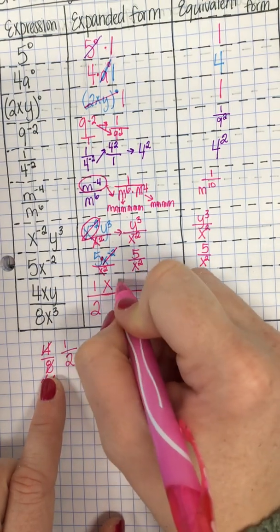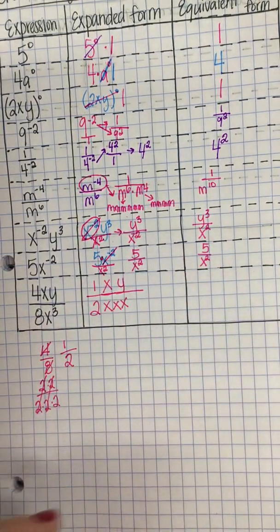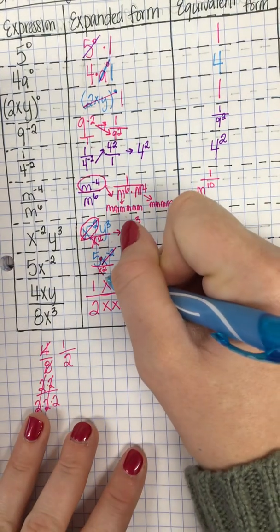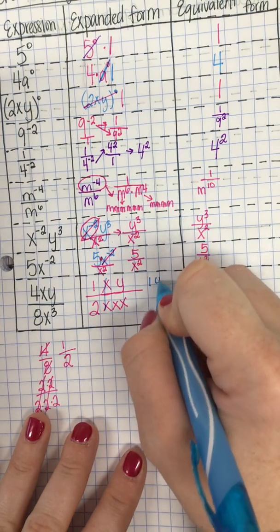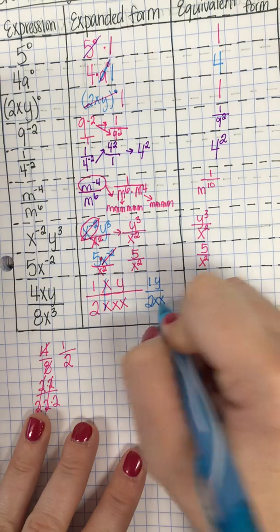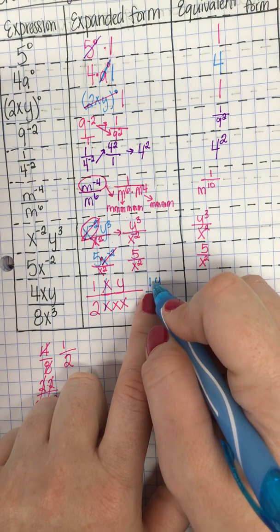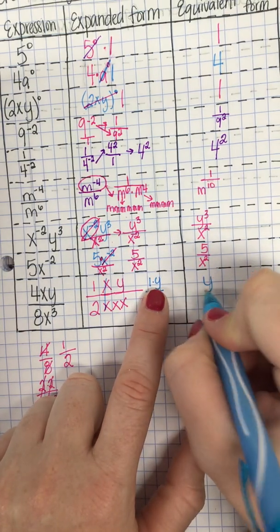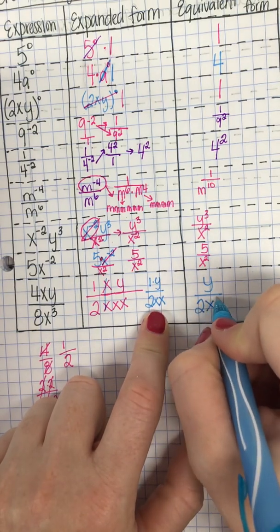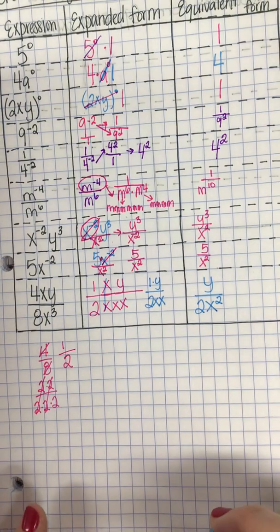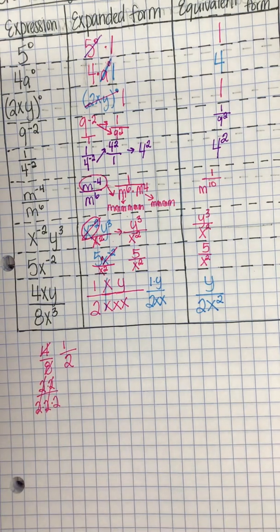We have x, y, then we have x cubed, so 1, 2, 3. I can cancel a set of x's, so I would be left with 1y over 2x, x. We don't have to write the 1 because it's 1 times y, which is just y, and then it would be 2. x times x would be x squared. So that is your zero and negative exponent rules.